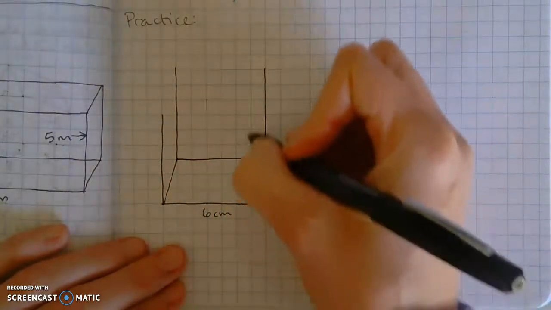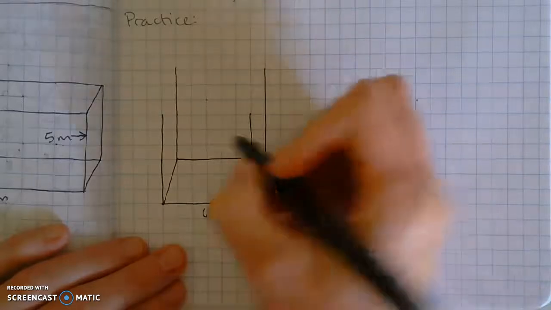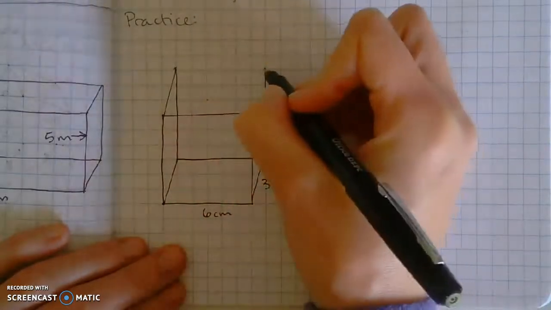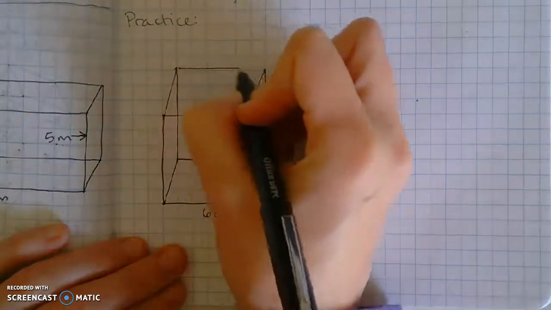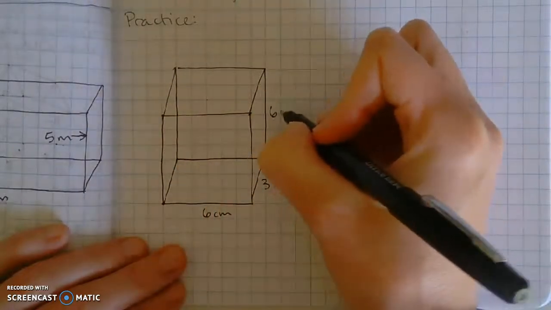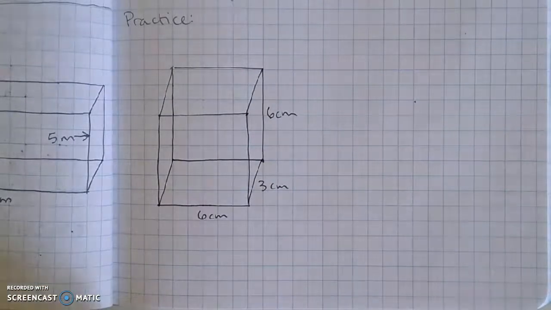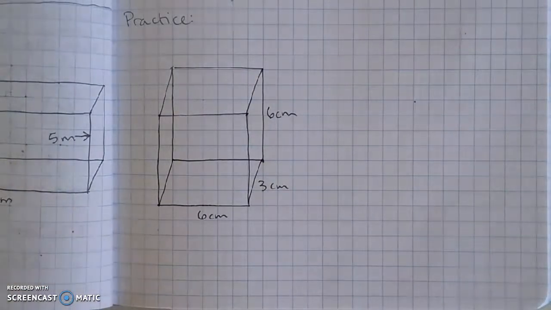Just go there, and I can just go there. Okay, and now I'm going to connect all of those corners. There. Okay, and so now this is 6 centimeters. So I'm going to do length times width times height.